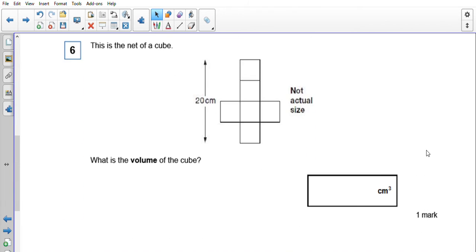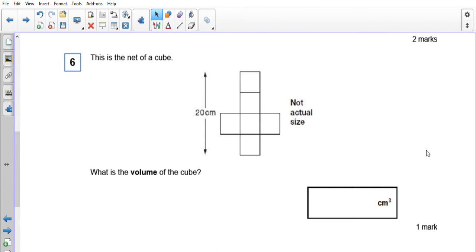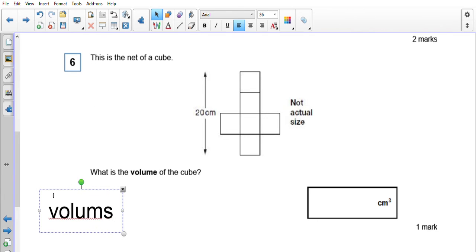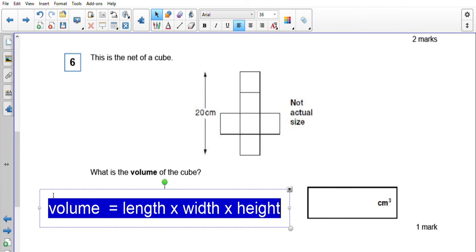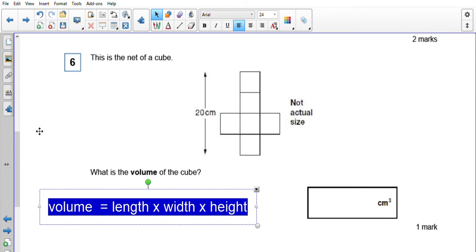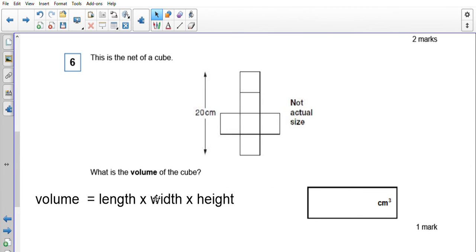Question number 6. This is a net of a cube. What is the volume of a cube? Okay, well, if we think about volume, volume equals length times width times height. However, this is a net.